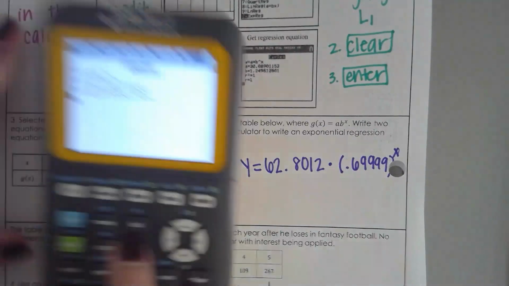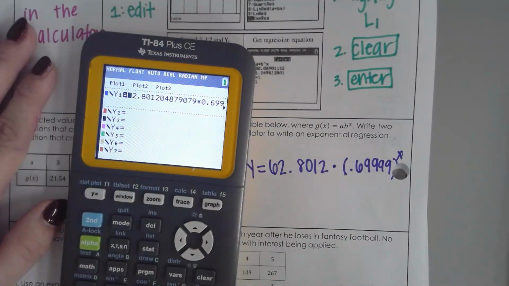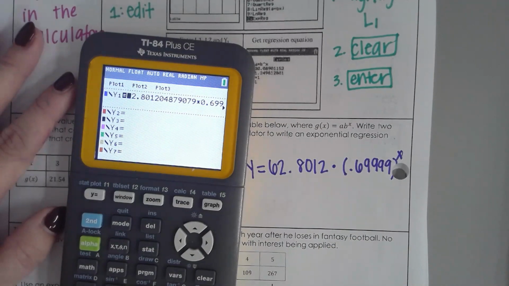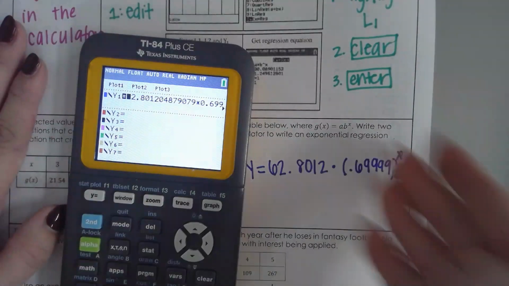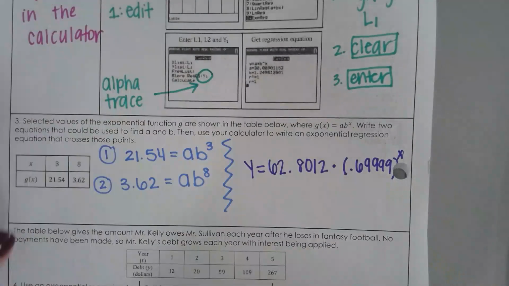Now, see how it's in Y equals? And I didn't have to type it in. It's all there for me. Because you will probably, on an FRQ, you will be doing things with this. You will be finding different things, and then you don't have to keep typing it in 100 times.